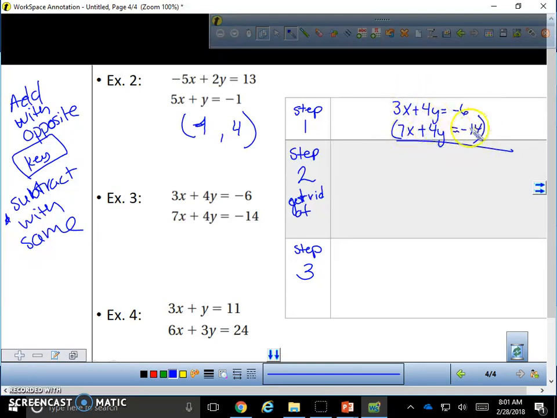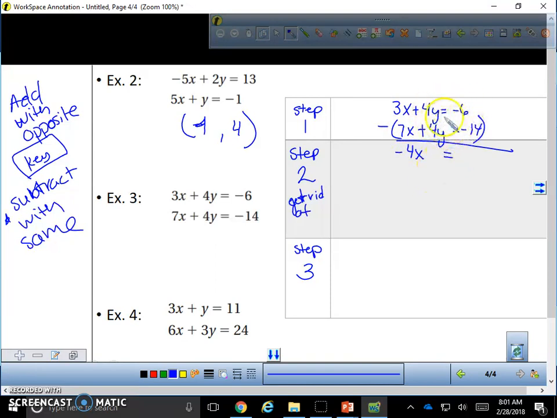Okay, lined them up. And now we have to subtract. Here's why. 3x minus 7x. You have 3, you take 7 away. That's negative 4x. 4y minus 4y is 0. We have to eliminate. If we add them together, there would be no elimination that happens. So we have to subtract.